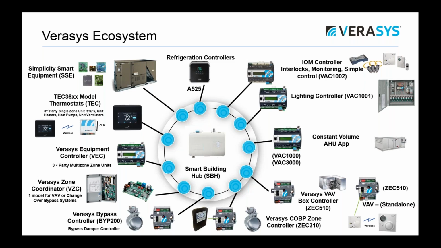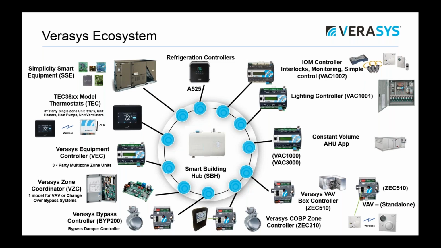The TEC thermostat models. We kind of call them smart controllers too, because you can do a lot with those thermostats, from rooftops with economizer, fan coils, heat pumps, 2-pipe, 4-pipe fan coils, all types of things. They can be wired and sitting on the BACnet MSTP bus, or they can be wireless if you add our wireless zone coordinator, that ZFR. So you can be wired or wireless. Even our smart equipment, and I'll mention it later, can also be wireless to the smart building hub.